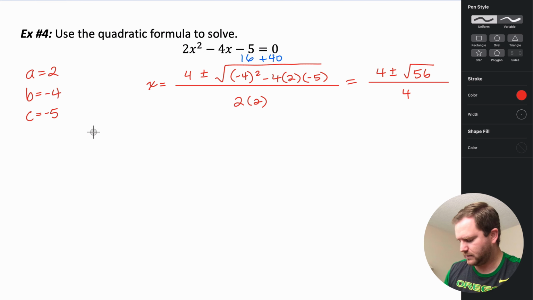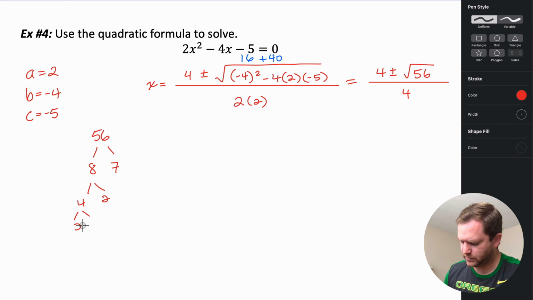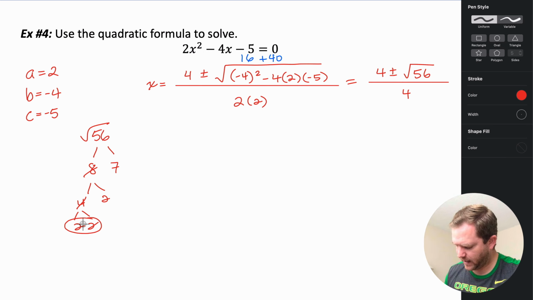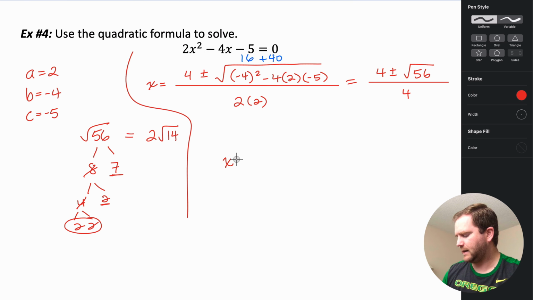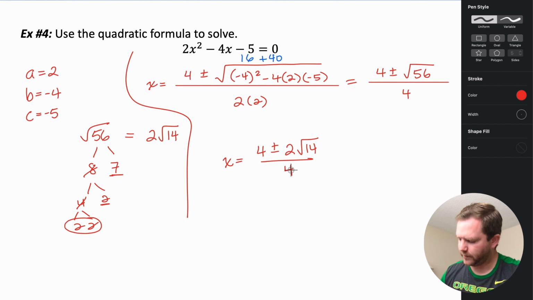So let's look at 56. What are factors of 56? 56 is going to be 8 times 7. 8 is 2 and 4. 4 is 2 and 2. And in the radical, it was an index of 2, so we're looking for a pair. So we have a pair of 2's. The 7 and the 2 weren't paired, so this simplifies to be 2 times the square root of 2 times 7, which is 14. So from this, we get that x equals 4 plus or minus 2 times the square root of 14, all divided by 4.